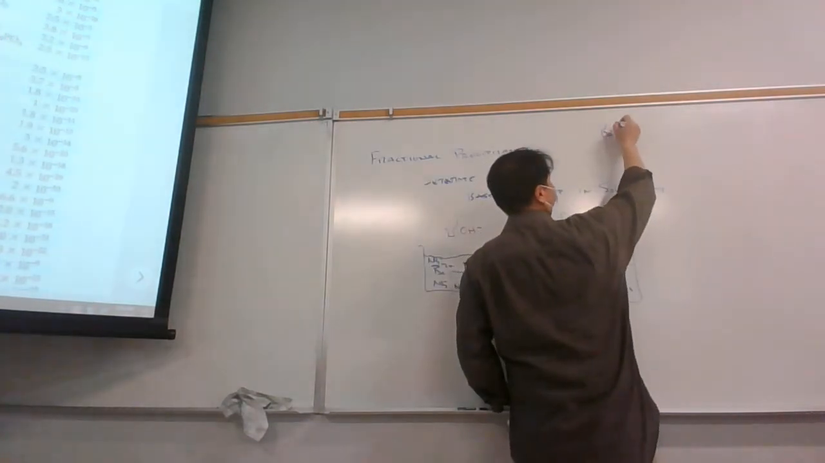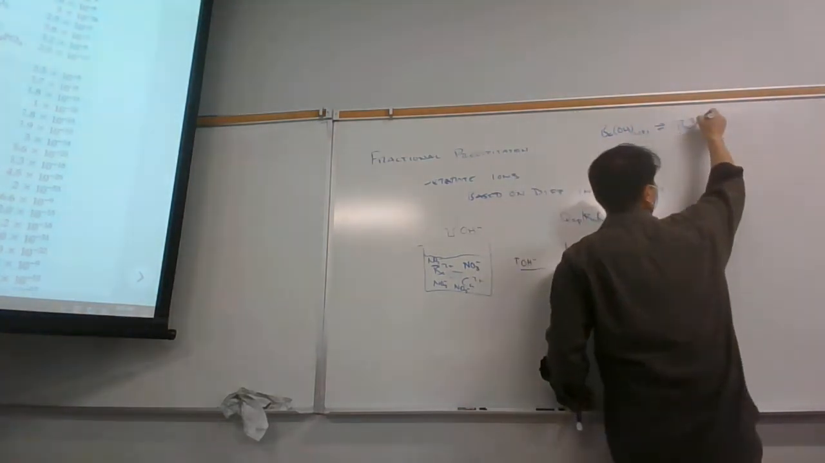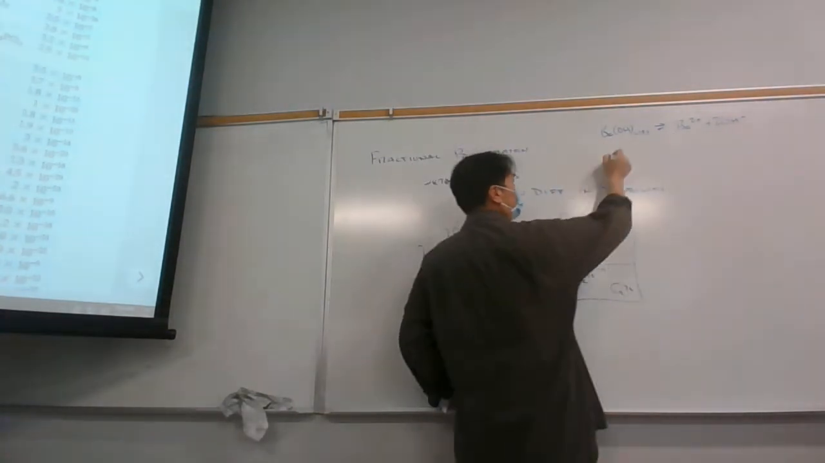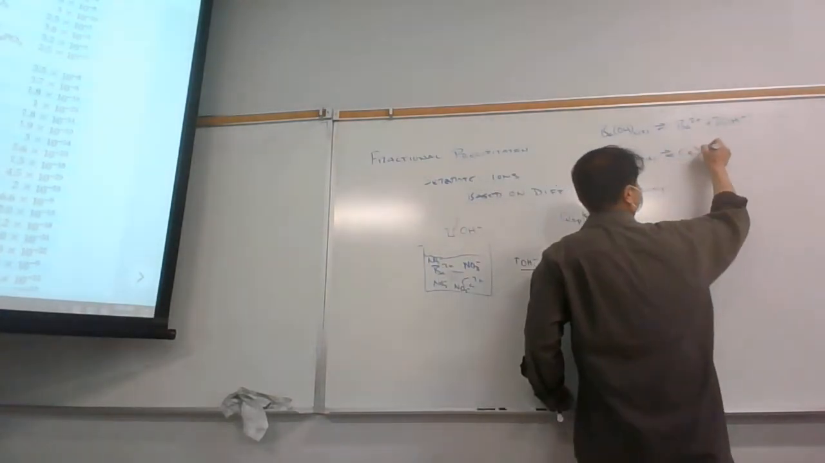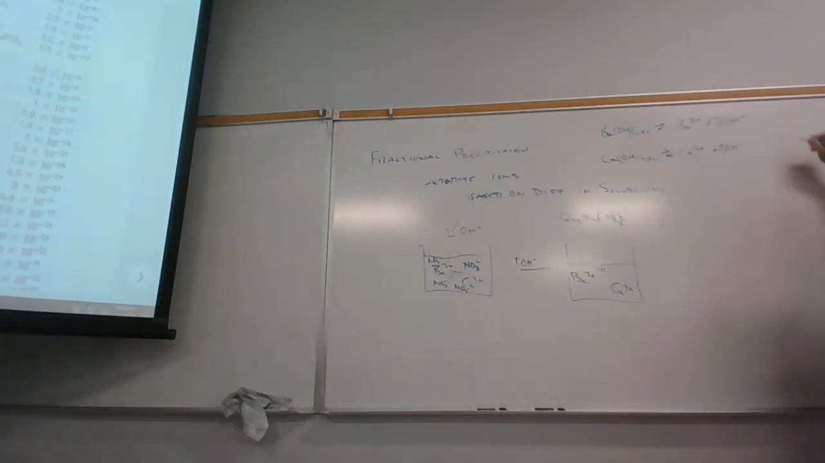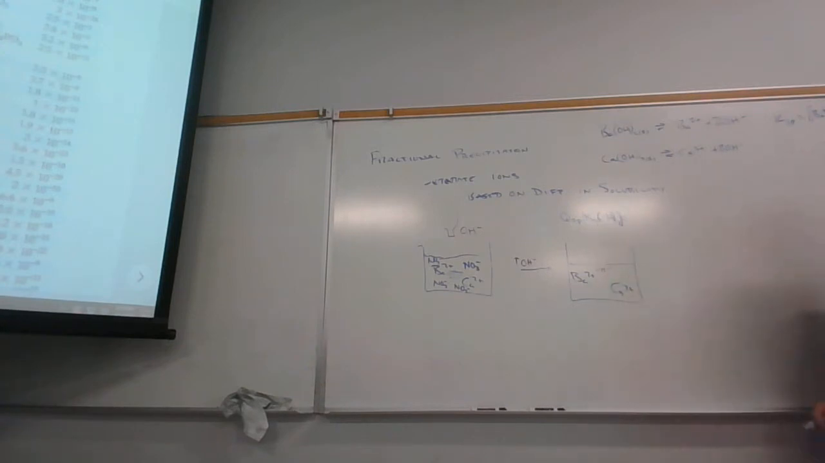So the QSP equation would be barium hydroxide, solid, goes to barium ions plus 2 hydroxide. And then the same thing for calcium hydroxide, solid, we get calcium 2+ plus 2 hydroxide. Now, if you look at the KSP equation, the KSP is going to equal barium ion concentration times the hydroxide ion concentration squared. And so QSP is just your barium concentration times the hydroxide concentration squared.